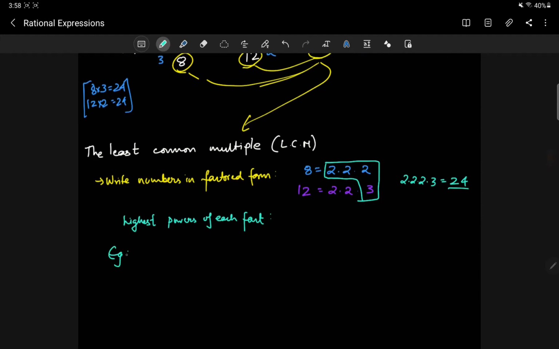For example, let's say it was 27 and 18. So 27 is 3 times 3 times 3, and 18 is 3 times 3 times 2. So I would take all three 3's and the 2 to give me the LCM being 54. So we take the highest power of each factor.